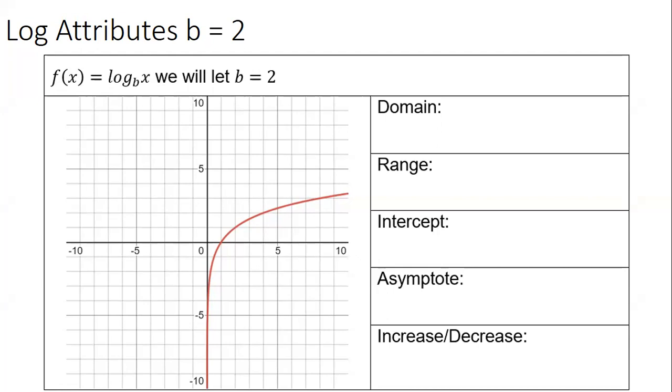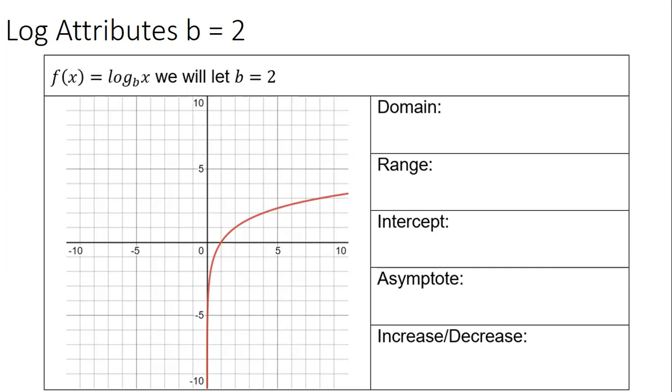Your asymptote, is there a boundary line that you see? And is the function increasing or decreasing? So as you read from left to right, what is the graph doing? Okay, those are things that we've been doing all year. Has not changed, still the same rule. The function just is different. Does that make sense?